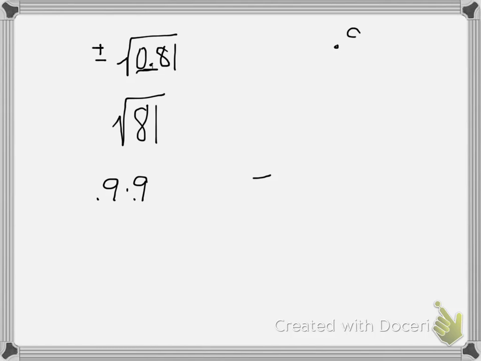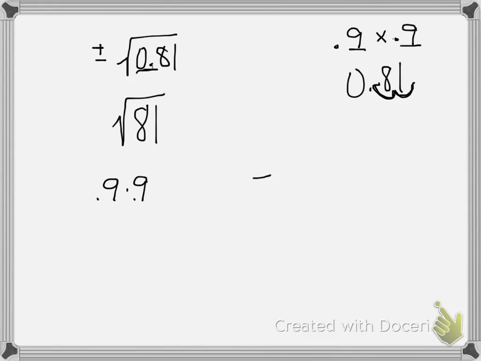So 0.9 times 0.9 is going to give me 0.81. I have to move my decimal place over two places. 9 times 9 is 81, and since there's a number after the decimal here and a number after the decimal here, I have to move this decimal over two places.